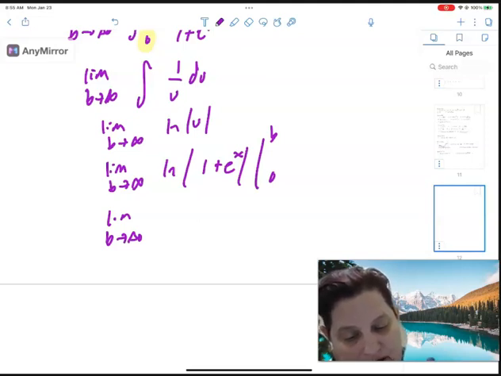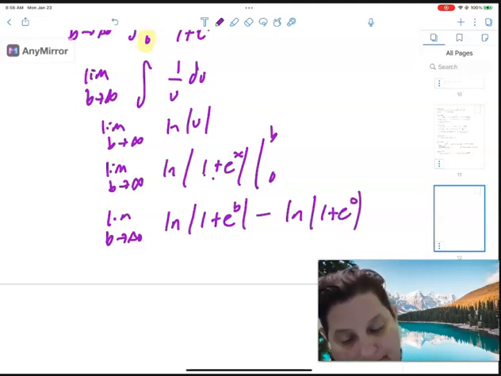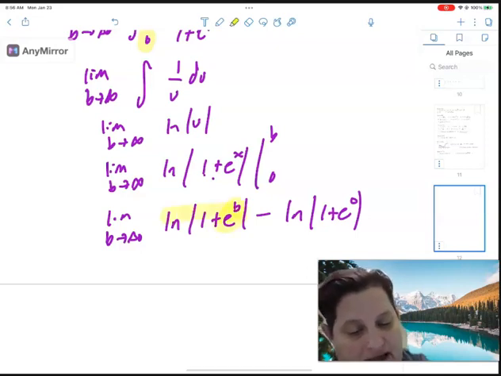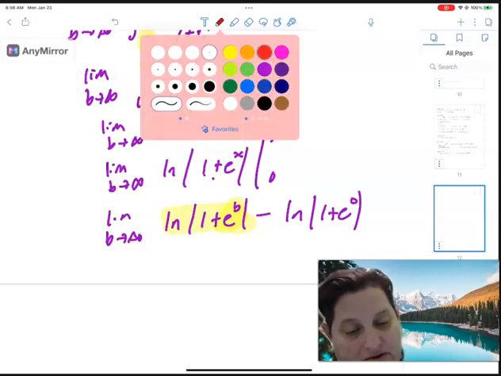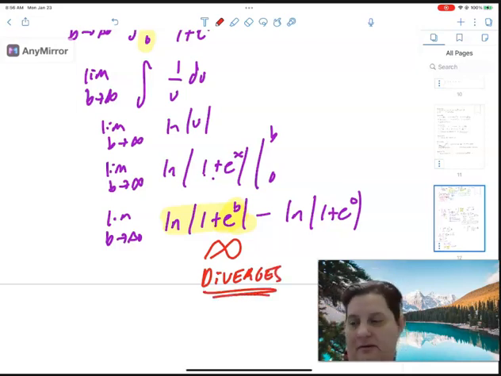So if I plug in this b, it's the ln of 1 plus e to the b minus the ln of 1 plus e to the 0. Now here's the problem. As b goes to infinity, that goes to infinity, and the ln of that goes to infinity. So this goes to infinity. I can't figure anything out. We just say that diverges, and we can't do the problem. So number 1, it diverged.